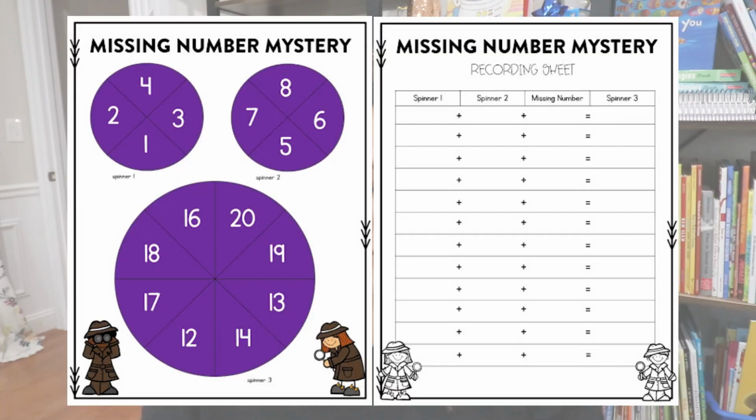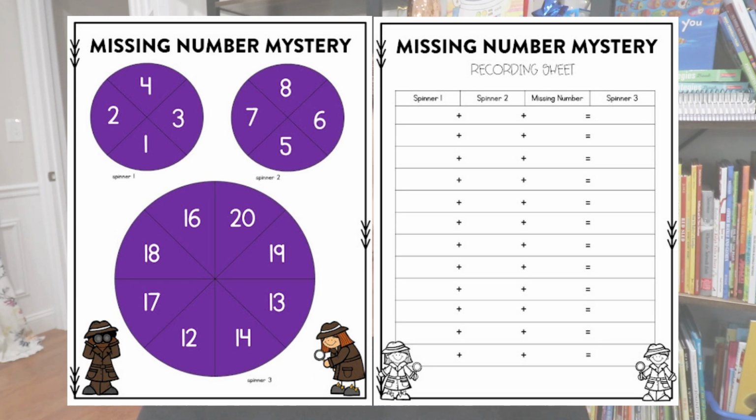So in order to do this, I like to play a game called Missing Number Mystery, and it looks like this. Now this little game is inside that math unit that I shared, but you could set up something similar yourself to do whole group with the class. So here you have these spinners. There's spinner 1, spinner 2, and spinner 3. And you can see some different numbers on each.